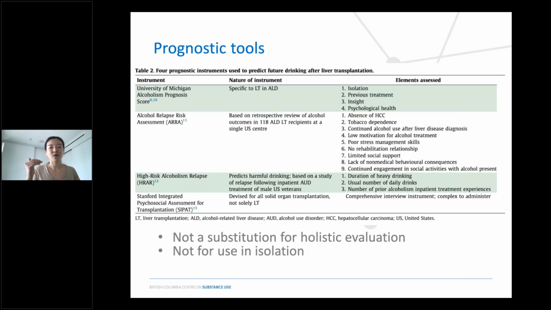do you have a spouse or partner, basically touching on psychosocial supports. Do you have insight? Do you have a history of poor adherence to, for example, treatment? But at the end of the day, they are not validated. They are not for use in isolation, and they're certainly not a substitution for a holistic evaluation.